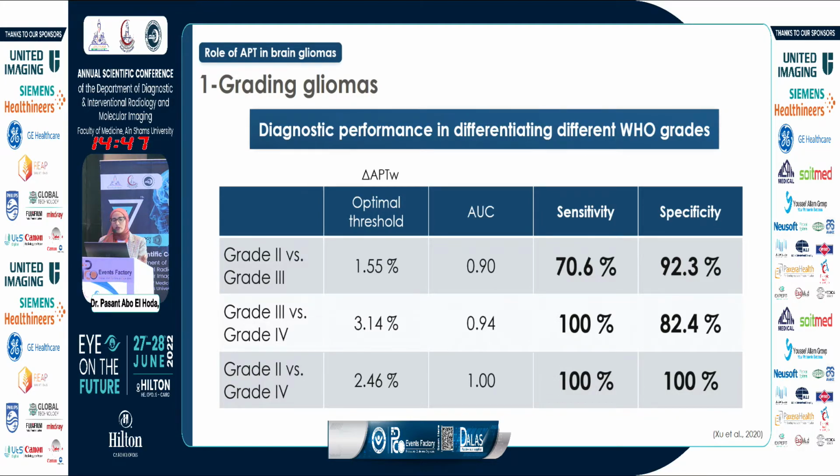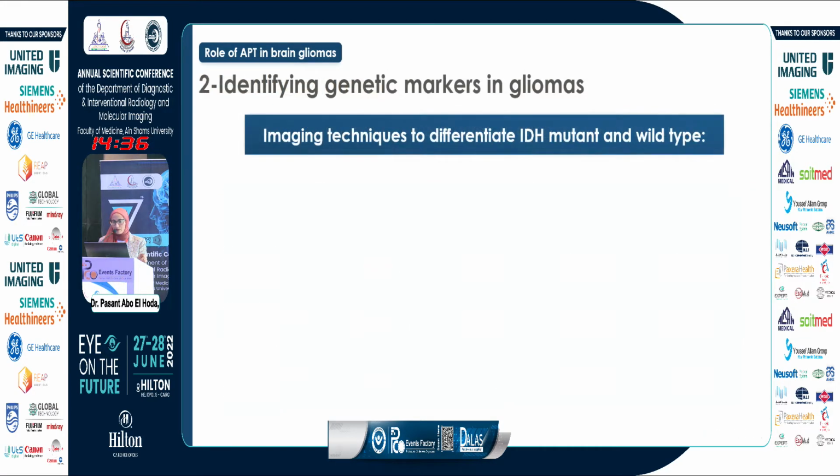It can differentiate grade 3 versus grade 4 by sensitivity of 100% and specificity of about 82%. And it can differentiate grade 2 from grade 4 by sensitivity of 100% and specificity of 100%. The second role of the APT is to identify the genetic markers in glioma.